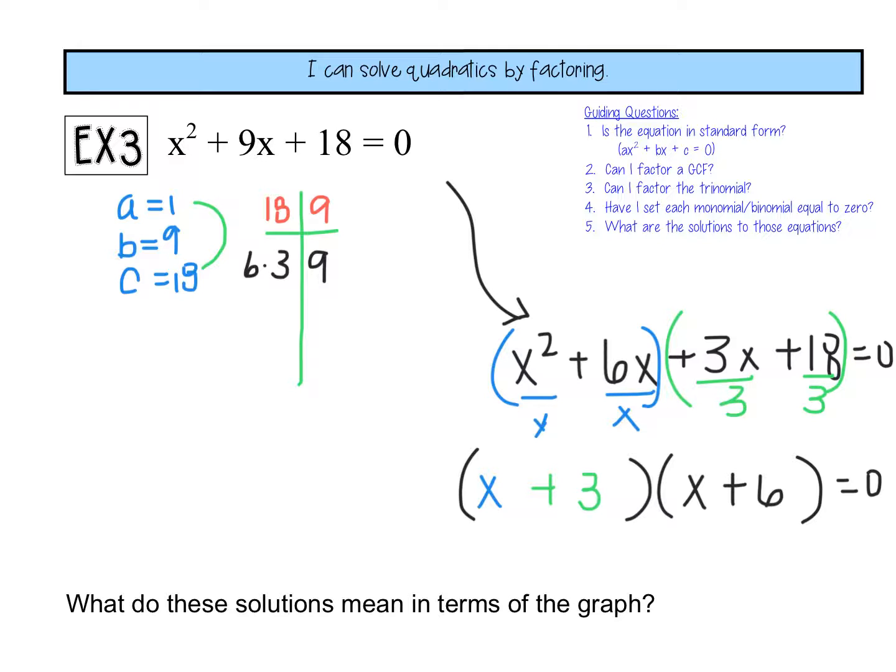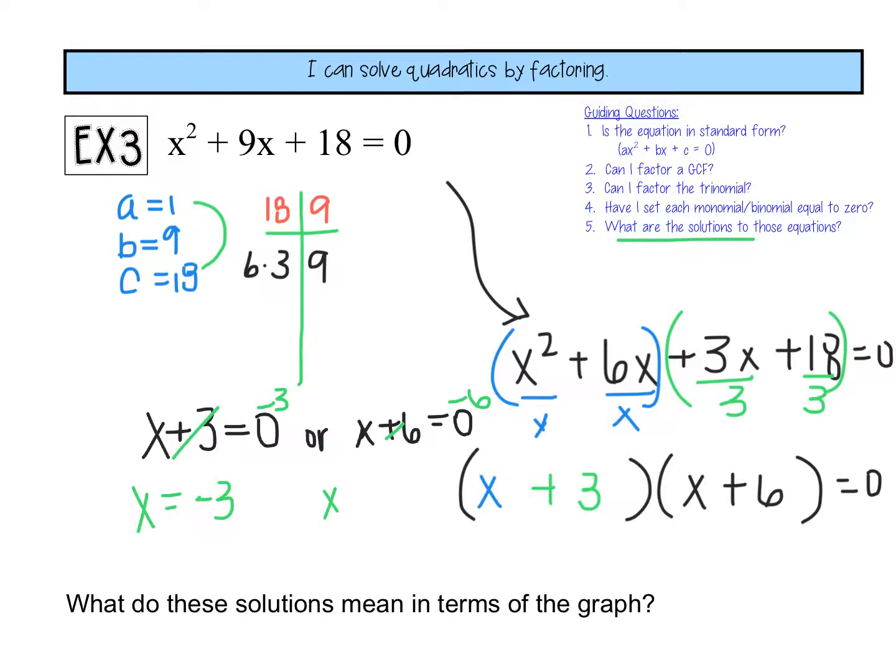So either x plus 3 equals 0 or x plus 6 equals 0. So then I just need to find those solutions using basic math. I'm going to subtract 3 from both sides, so x is negative 3 in this case, or subtract 6, and x is negative 6. So my solutions for this quadratic are x is negative 6 or negative 3.